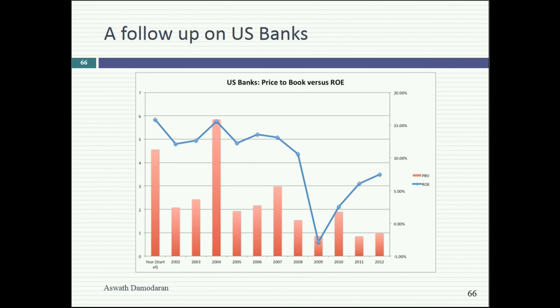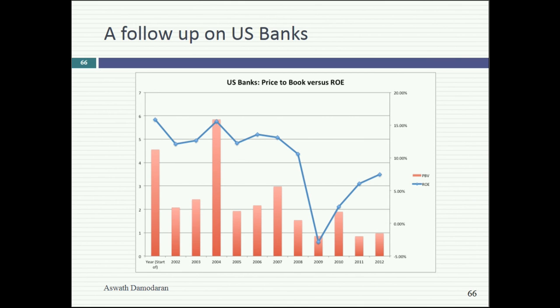And then banks start to recover in terms of return on equity. So you see the return on equity start to climb back up. But notice what's happened to the price-to-book ratios. They're not bouncing back up with the returns on equity. So my question is an intuitive one. You can see why price-to-book ratios were high pre-2008 when returns on equity were high. You can see why the price-to-book ratio dropped in 2009 because returns on equity came down.